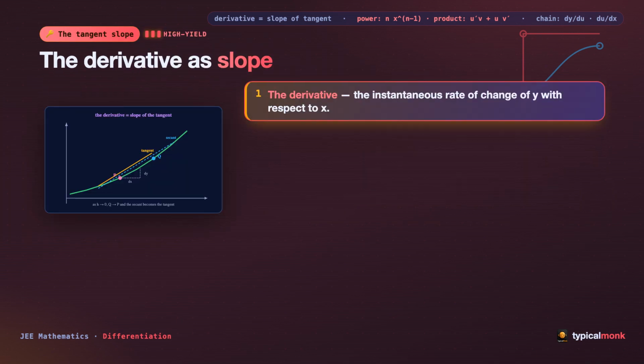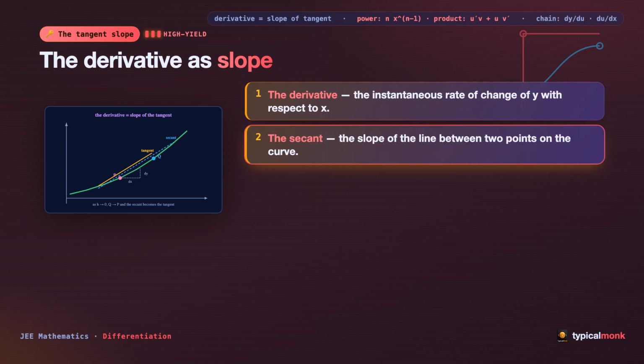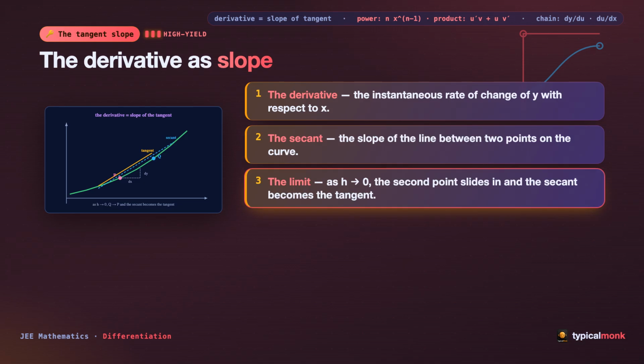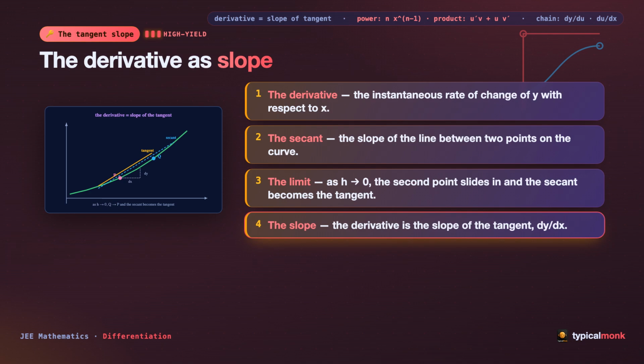Now look at the picture. The derivative as a slope. The derivative is the instantaneous rate of change of y with respect to x. The secant is the slope of the line joining 2 points on the curve. The limit: as h tends to 0, the second point Q slides in toward P, and the secant becomes the tangent. The slope. So the derivative is the slope of the tangent, dy by dx.